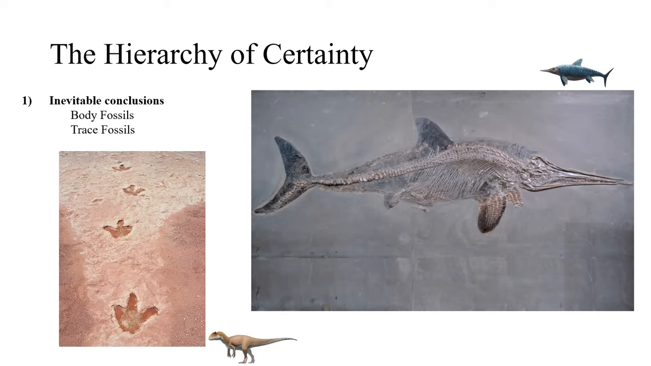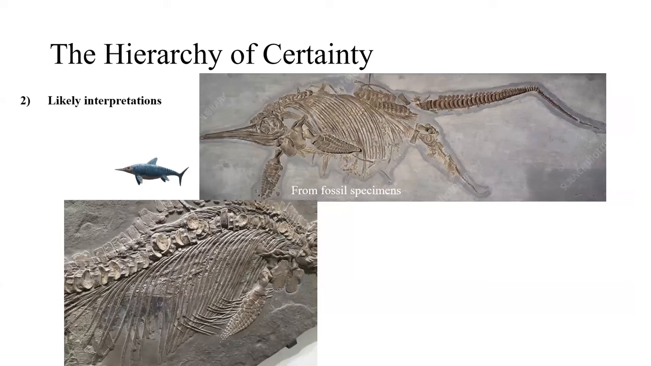Trace fossils are not the animal's physical form. Eggshells, burrows, footprints, poop, those are trace fossils, but they can still give you inevitable conclusions. If you cut open a giant piece of dinosaur poop and it's full of grass, you can say, I think this dinosaur ate grass. And everyone's like, I think you're right.